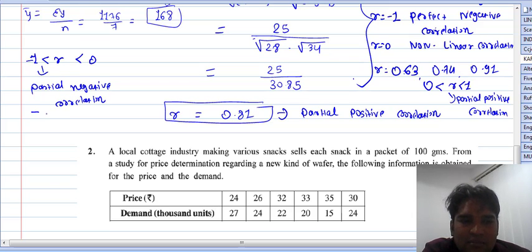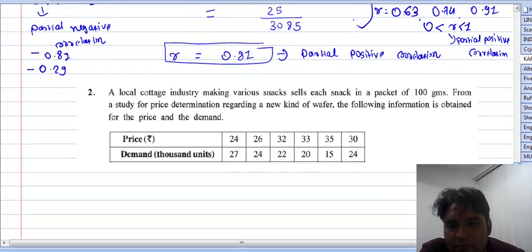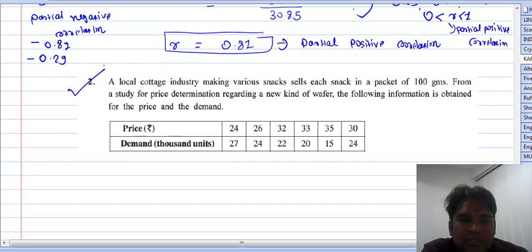Suppose you get the answer -0.81, so it's a partial negative correlation. Suppose you get the answer -0.29, so partial negative correlation. Okay, I hope this is clear to you. Now the same question is the second question.